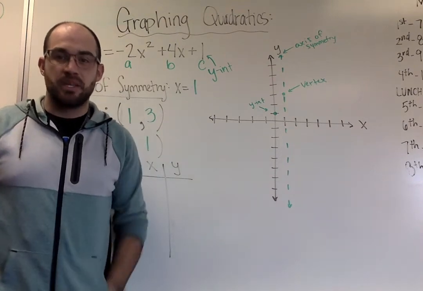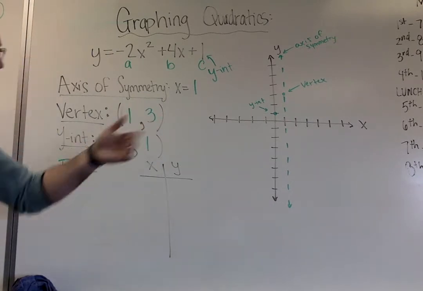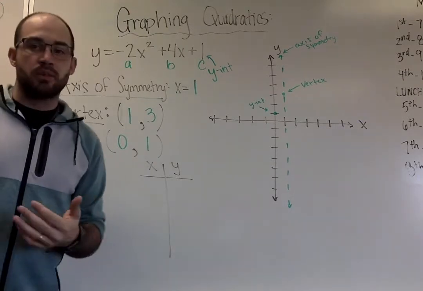Hey guys, again we're talking about graphing quadratics. We've already gone through axis of symmetry, vertex, y-intercepts. We've got ourselves a couple points over here and our axis of symmetry drawn. The next piece that we've got to deal with is our table to get our other points.